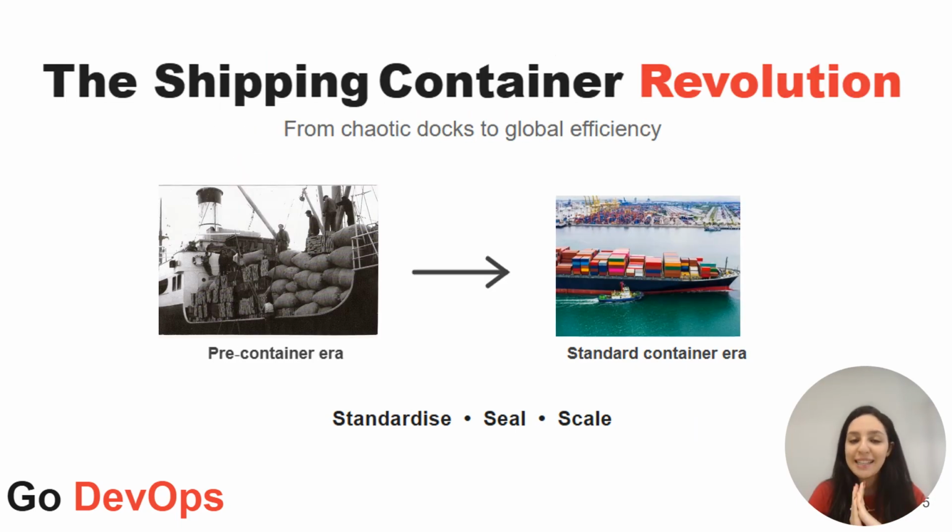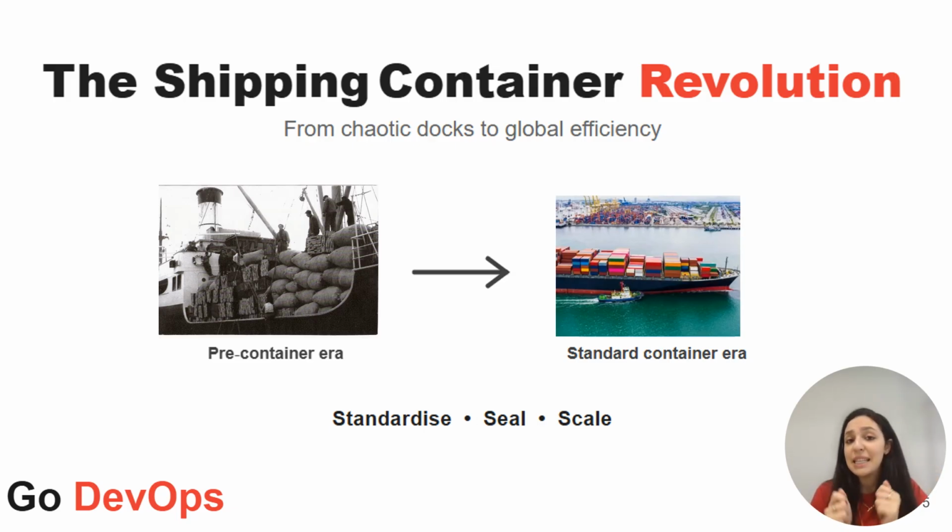So now let's take the metaphor one step further from lunch to global trade. In the 1950s, shipping was a chaotic mess. Every port had its own loading rules. Goods were packed in random crates, sacks, or barrels. It was slow, unreliable, and full of human error. And then came one innovation that changed the world. It's the standardized shipping container.